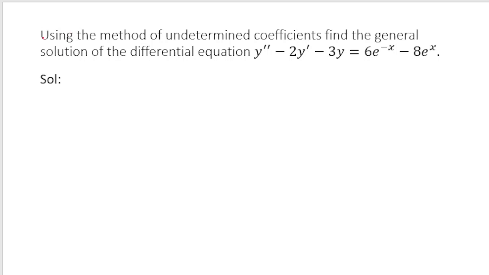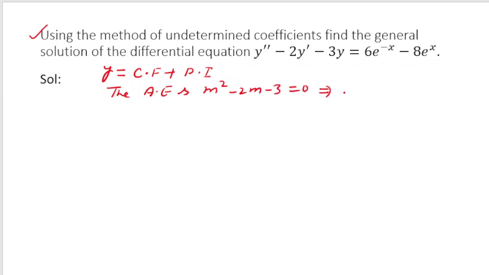Now look at this problem. In this problem also we have to solve it. So to solve it, we will write the complementary function plus particular integral. To find the complementary function, we will write the auxiliary equation. The auxiliary equation is m square minus 2m minus 3 is equal to 0. So we factorize it. We write m square minus 3m plus m minus 3 is equal to 0.